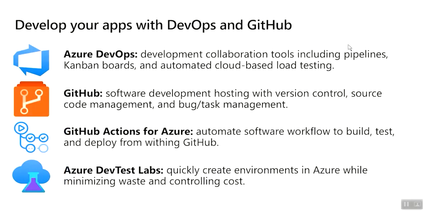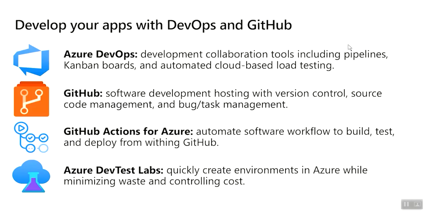Azure DevOps Services provides development and collaboration tools, including Azure Repos, Azure Pipelines, Azure Boards, Azure Test Plans, and Azure Artifacts. GitHub provides hosting for software development and version control using Git. It provides access control and several collaboration features, including bug tracking, feature requests, task management, and wikis for every project.